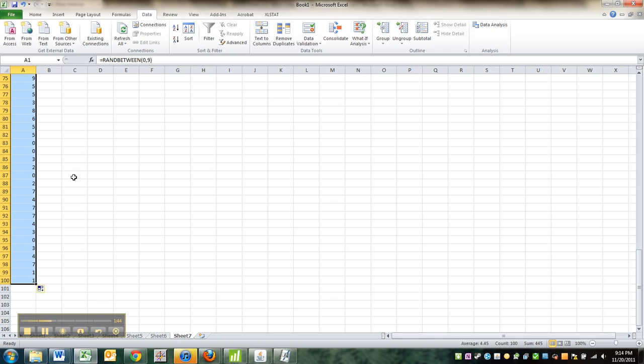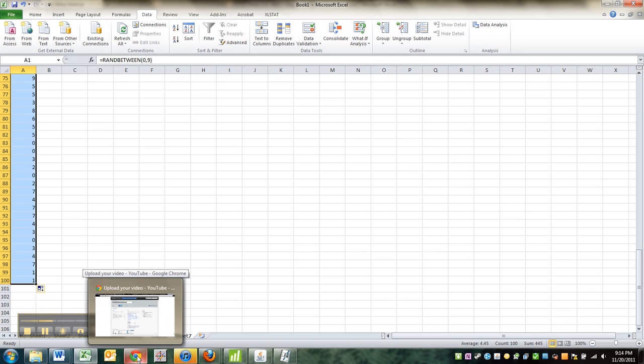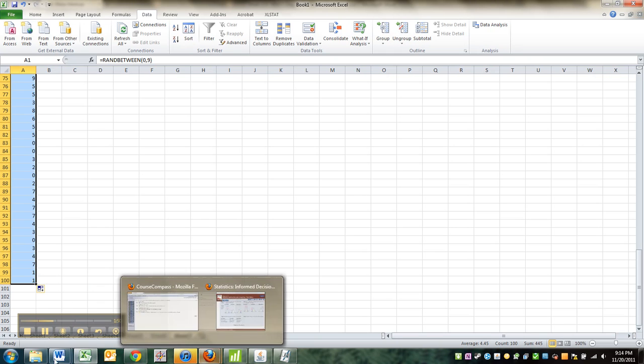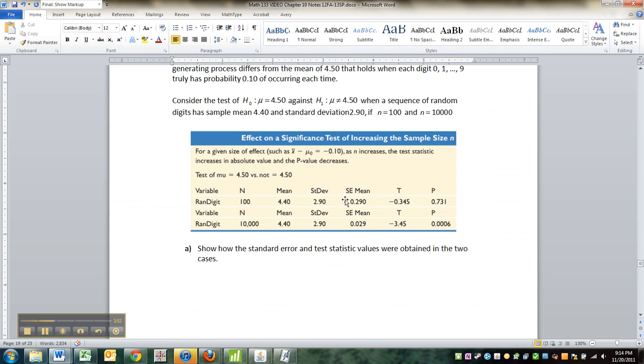Then you have it do it again, but the next time you do it with 10,000. Let me go back. There it is. So we did it with 100 times, and we got a mean of 4.4, which is just a little bit off of the 4.5 we were expecting. And then the standard deviation is 2.9.